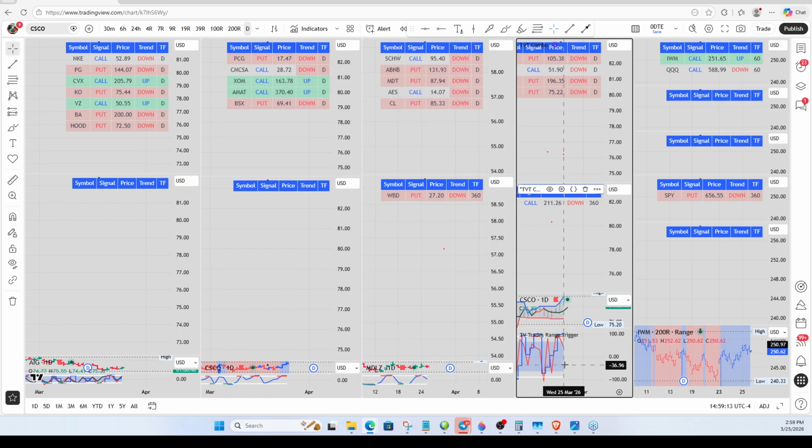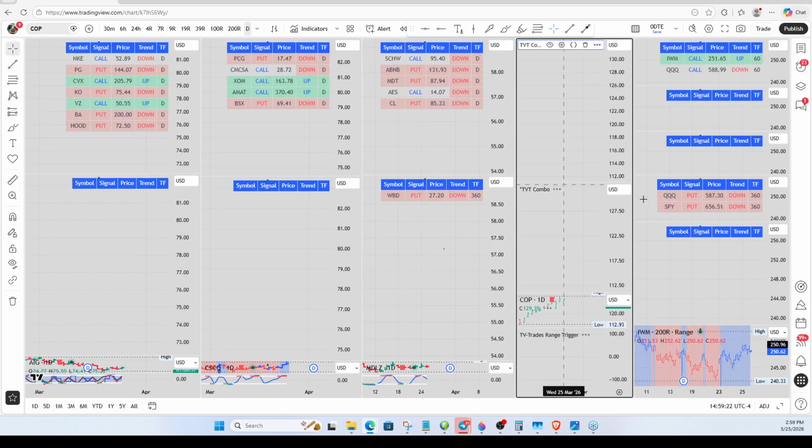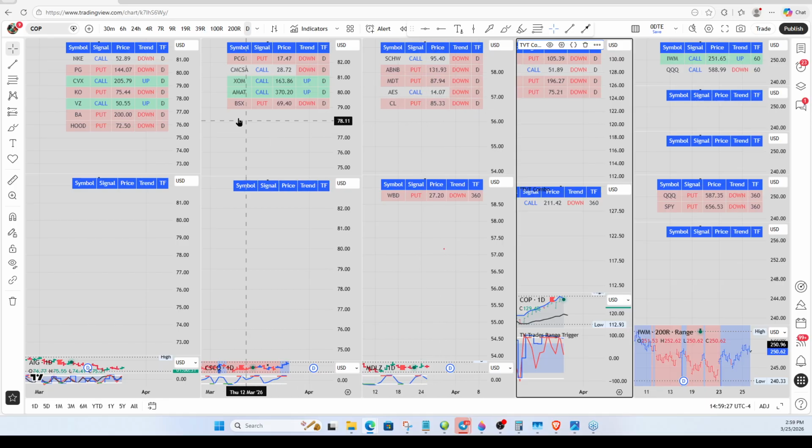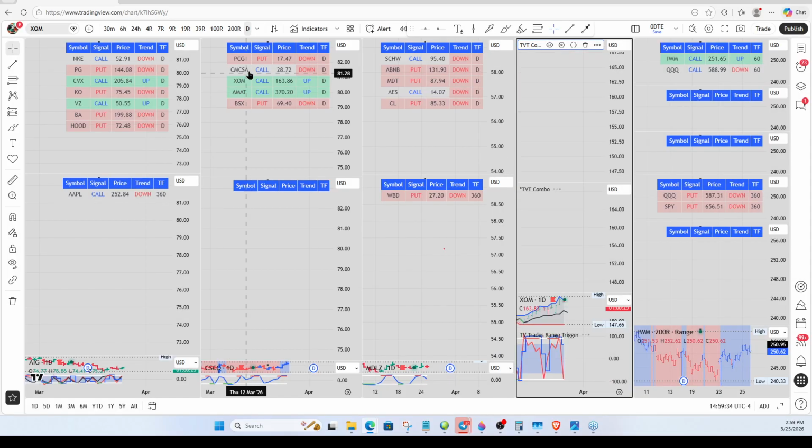so when you get one like that, you have to come down here. That was just COP. So you have to go here and do COP. Look at the symbol, ConocoPhillips, and say, did it qualify? It did not. All right, but look at any one of these right here. Like Exxon, we'll do XOM, that's Exxon. And that has a call right now at 163.86. Did it qualify? And no, it did not.